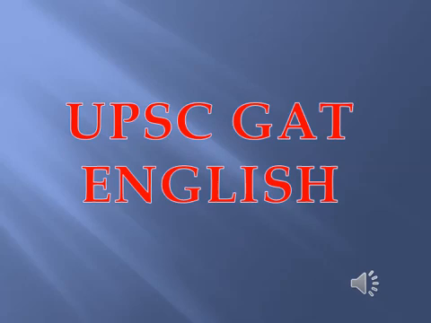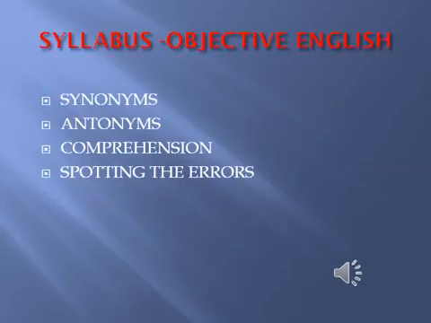Out of 600, 200 is allotted for English, science 200, and social science and current affairs carries 200. So totally, the general ability test is for 600 marks. Let us become familiar with the syllabus of English for the GAT examination.